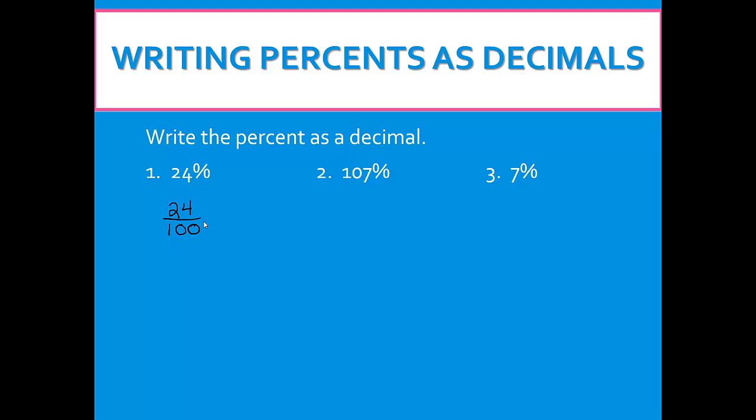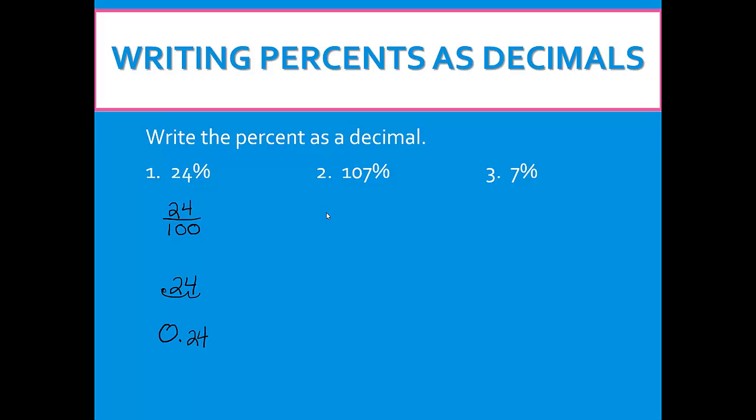A fraction represents division, so this would be 24 divided by 100. When we divide by 100, that's the same as moving our decimal 2 places to the left. So we'll start with our 24, and our decimal would be at the end since we don't have one, and we want to move it 2 places to the left. So 1, 2, puts it in front of the 2, so we have 0.24, or we read this as 24 hundredths.